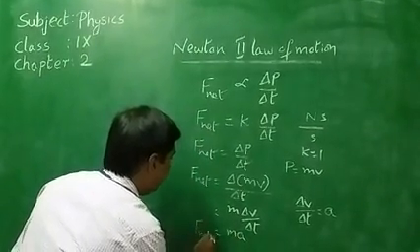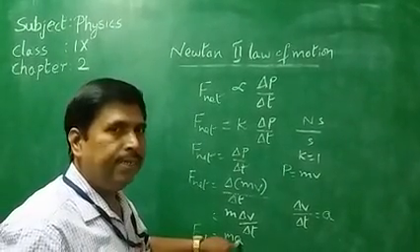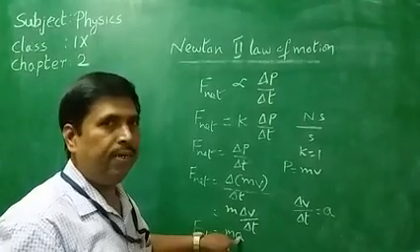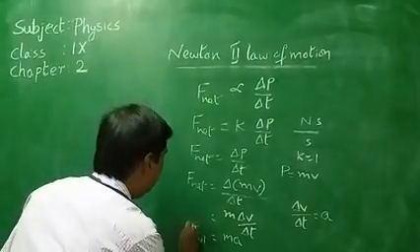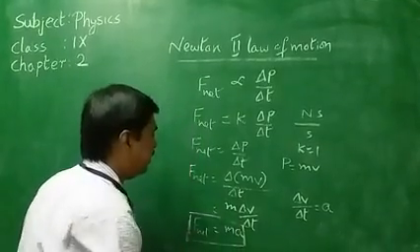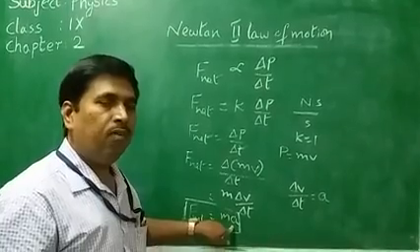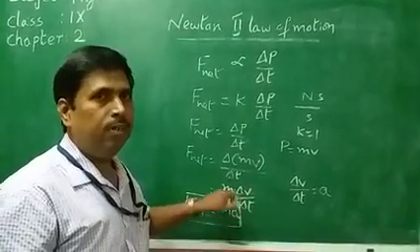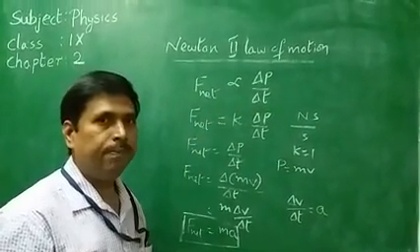So F net, the applied force, is equal to the product of mass and acceleration. This is the formula derived by Newton in his second law of motion. So applied force is equal to the product of mass and acceleration, M into A. F is equal to ma. That is the equation given by Newton. So this is about Newton's second law of motion.